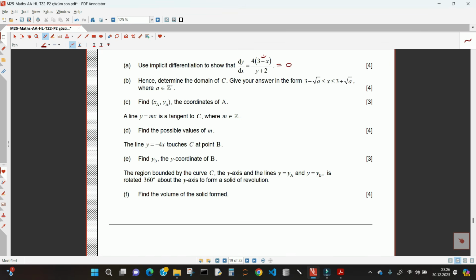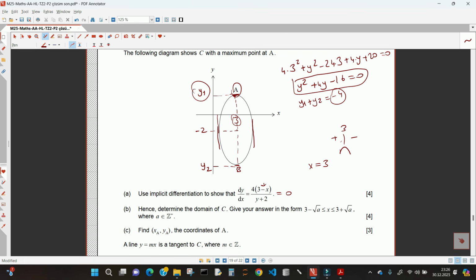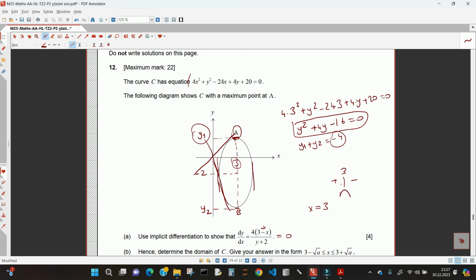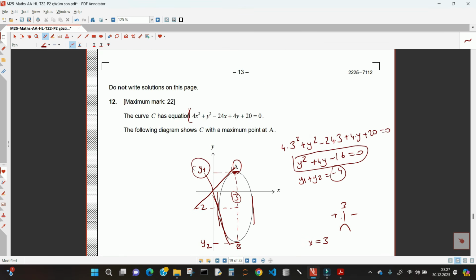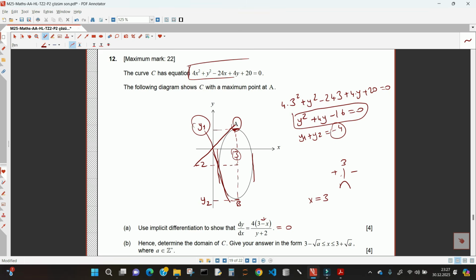Question D. A line y equals mx is a tangent to C where m is an integer. Find the possible values of m. y equals mx, which is going from the origin in here, right? So how are we going to find these tangent lines? So yeah, if you, for example, replace y with mx in this question, let's write it again.